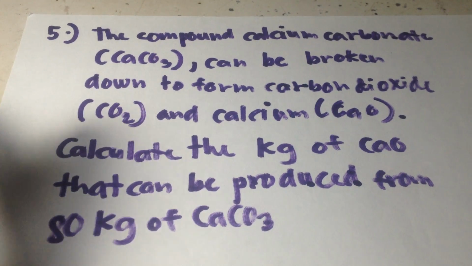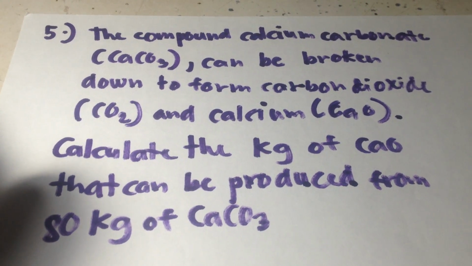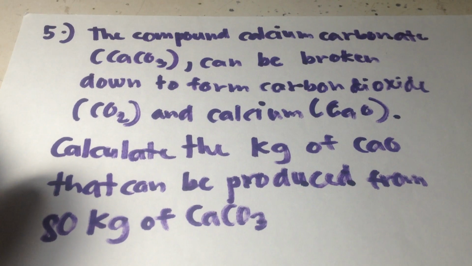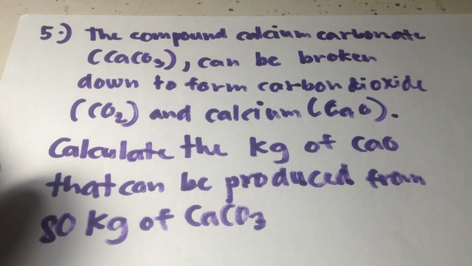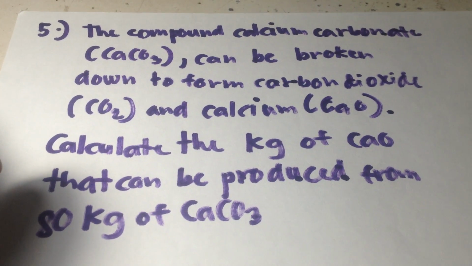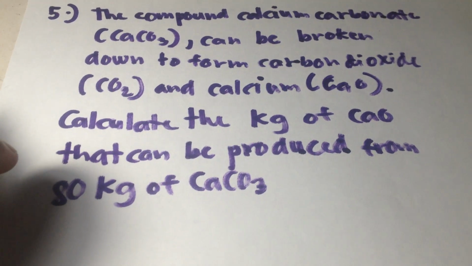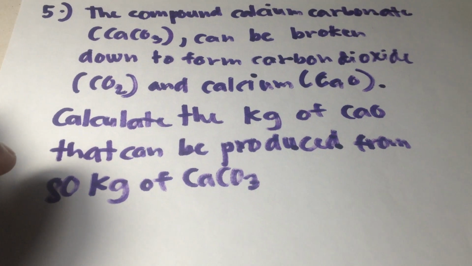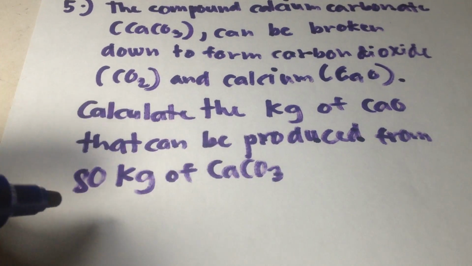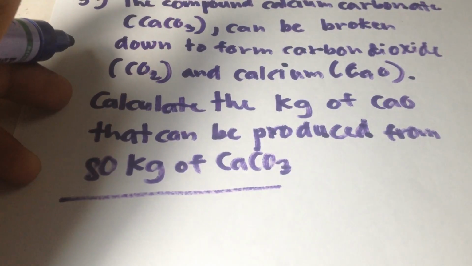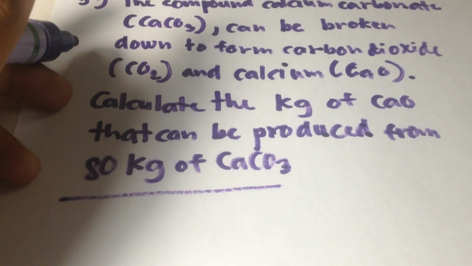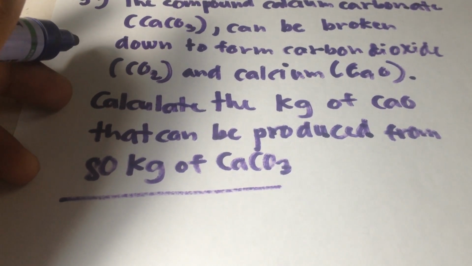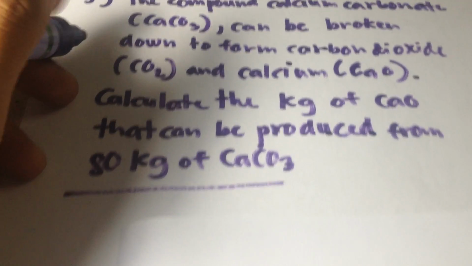In this video, let's continue number 5 in a percentage problem. The compound calcium carbonate can be broken down to form carbon dioxide and calcium oxide. So calculate the kilograms of calcium oxide that can be produced from 80 kg of calcium carbonate. So we need to find the formula mass of calcium carbonate and calcium oxide.